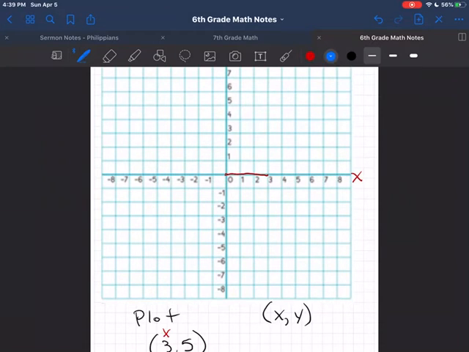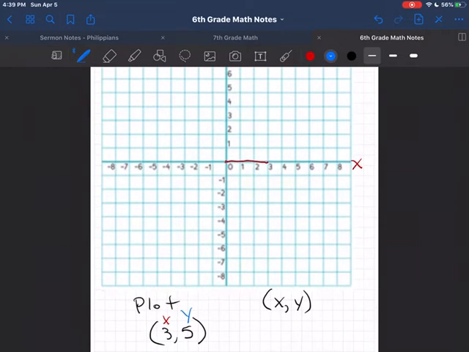And we're going to go positive y. We'll do x's in red and y's in blue, just to make it easier. So we're going to go right 3 and up 5. Then we're going to make our little point, and our point is going to be 3, 5. Does that make sense? So this black point right here is 3, 5.